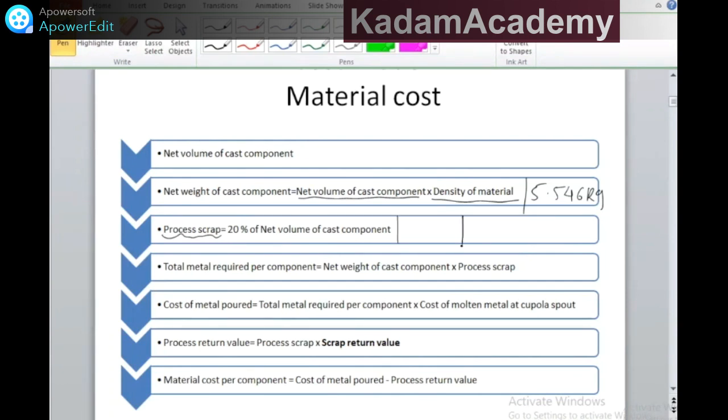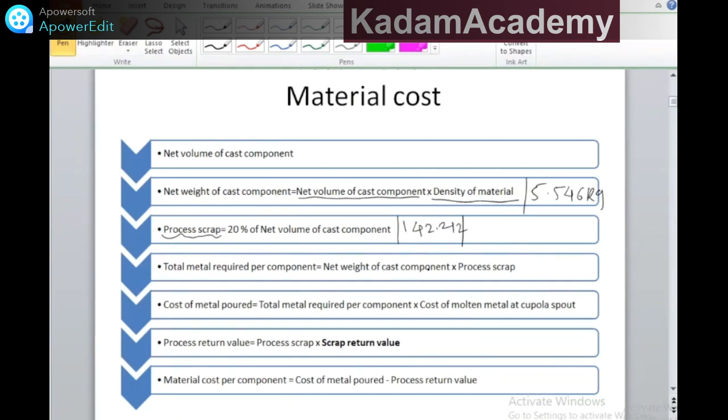Okay. So tell me what is the process scrap of this component. Once you convert the process scrap in volume, also tell me what is the process scrap weight. So tell me what is the volume of process scrap and what is the weight of the process scrap? So first tell me what is the volume of the process scrap. One, how much?